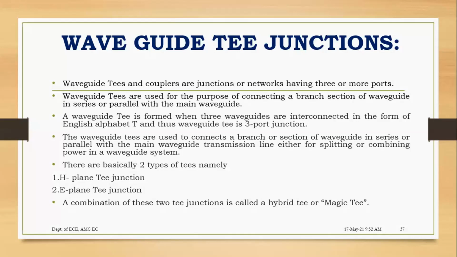Now, basically, there are 2 types of Ts called H-plane T and E-plane T. H-plane T is your magnetic, E-plane T is your electric. The combination of these 2 junctions will give you one more T called hybrid T or magic T. In the communication lab you also have one experiment related to the E-plane T and H-plane T, where you can see how the power is coming out of port 1, port 2 and port 3.